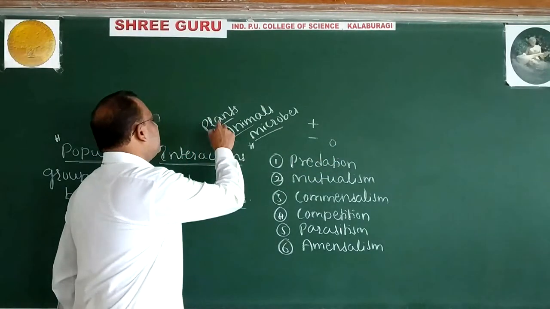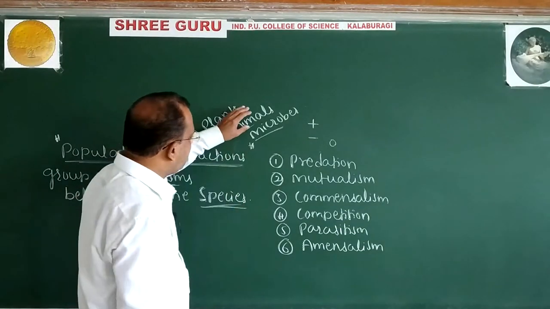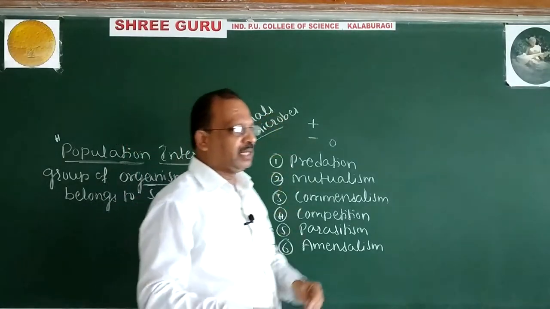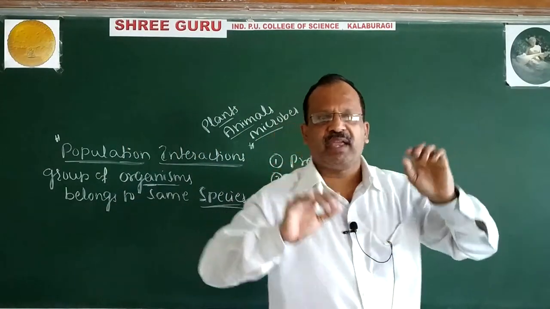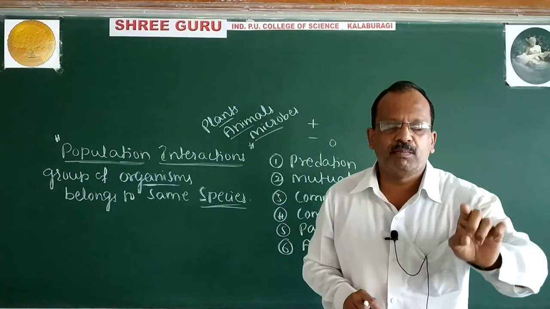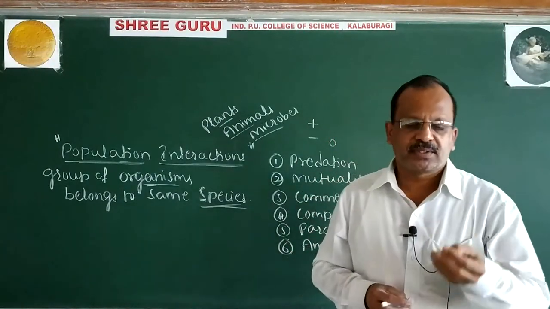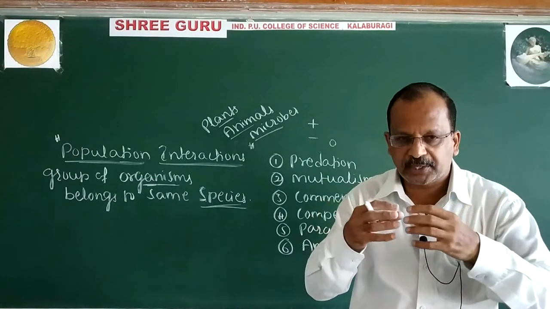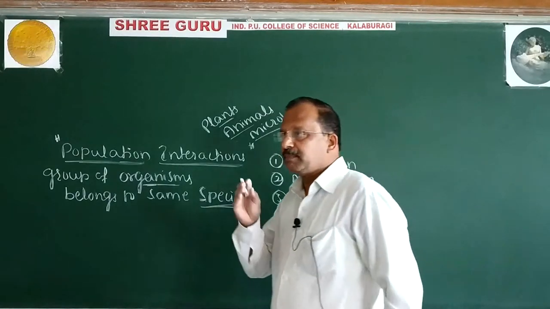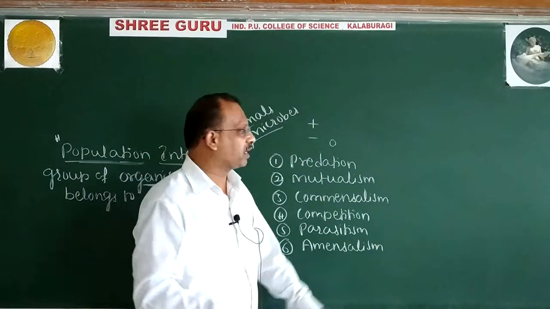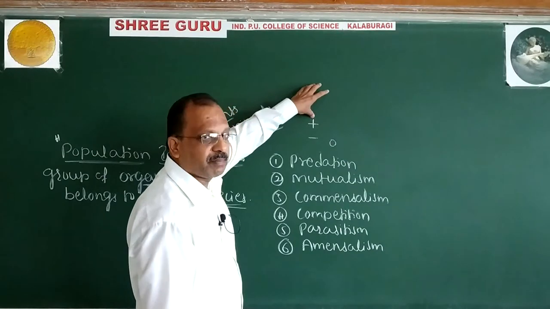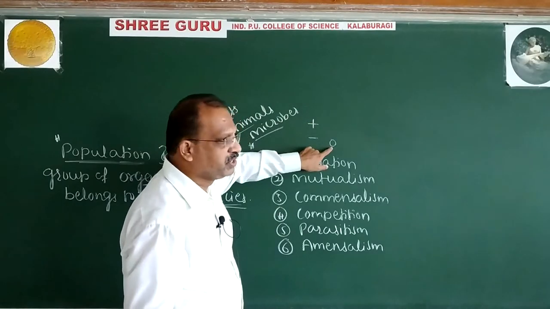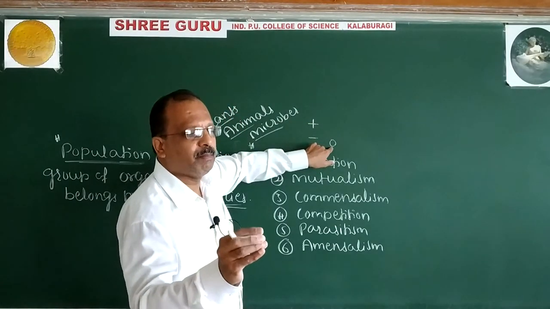Look over here. In nature, plants, animals and microbes cannot live in isolation. They interact in various ways to form a biological community. Interaction may be beneficial, harmful or neutral. Beneficial is denoted by plus, harmful is denoted by minus, and zero means no harm, no benefit.